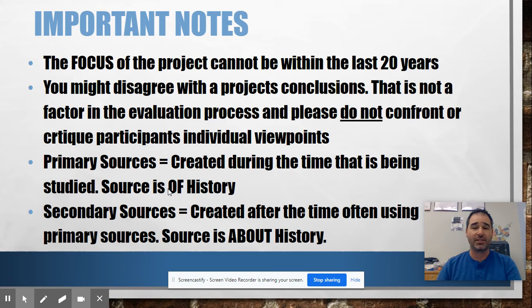Also, some of the projects you're going to disagree with the students' conclusions. We're a diverse region, and there's going to be diverse opinions, and that means politics as well. That should not factor into your evaluation process. Please do not confront or critique participants about their individual viewpoints, and try to leave your personal opinion about these topics on the side and evaluate it based on that evaluation form. Note also primary sources and secondary sources: primary sources are of that history, secondary sources are about that history.